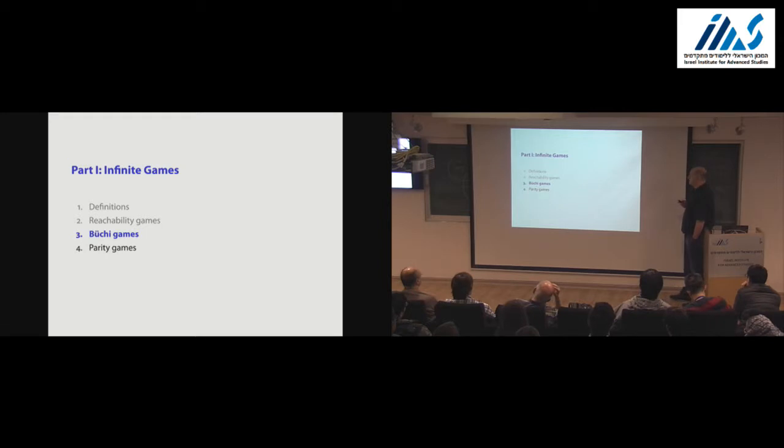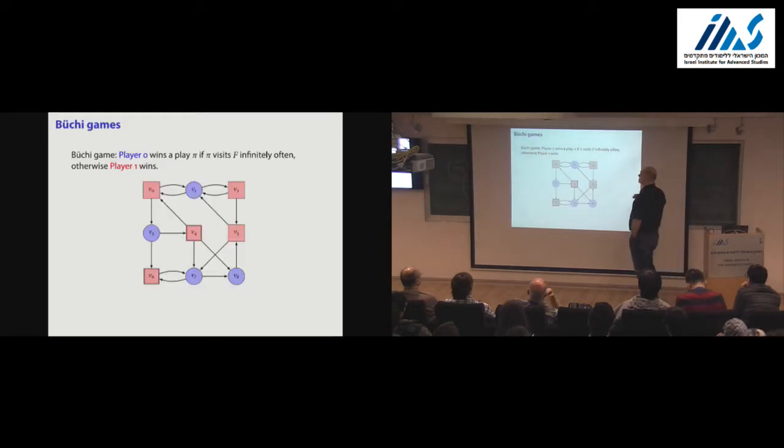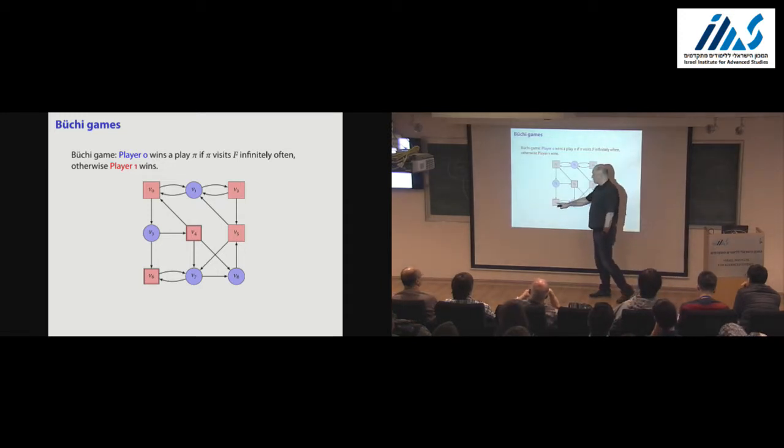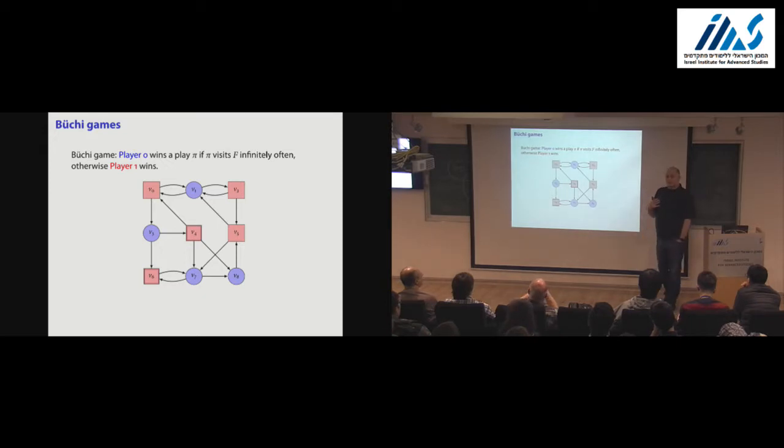Now, in Büchi games, the objective is to visit the given set of states infinitely often. If that happens, then player 0 wins, otherwise player 1 wins. So in this example, we have v4 and v6 as our target set of states. Now the problem is a little bit more complicated than in the reachability game because it doesn't suffice to get into the set once. You actually have to make sure that you can come back, right? You need to be in the set F infinitely often.